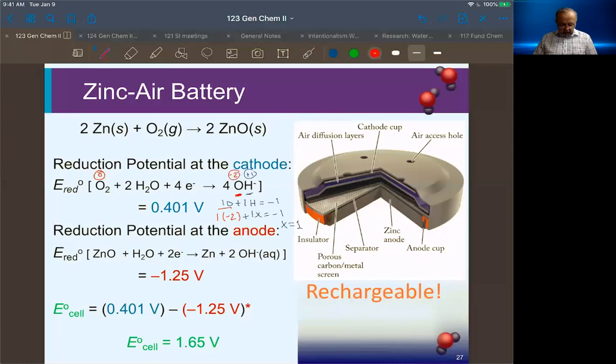So you can see that oxygen has changed oxidation states. Not all the oxygen, though. This oxygen here is still -2, and this is +1. So this hydrogen is not changing oxidation state, and this oxygen is not changing oxidation state. So some of the oxygens in this equation are changing oxidation states.